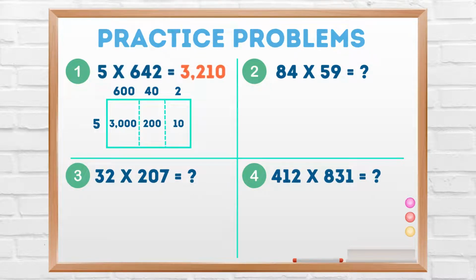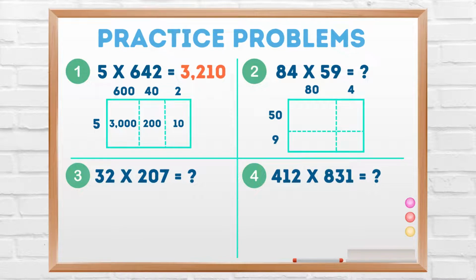Let's move on to the second practice problem. Try to solve 84 times 59 using the area model. Pause this video here and press play when you're ready to check your answer. Okay, the first step is to expand 84 and 59. Then we split our rectangle into 4 smaller ones.